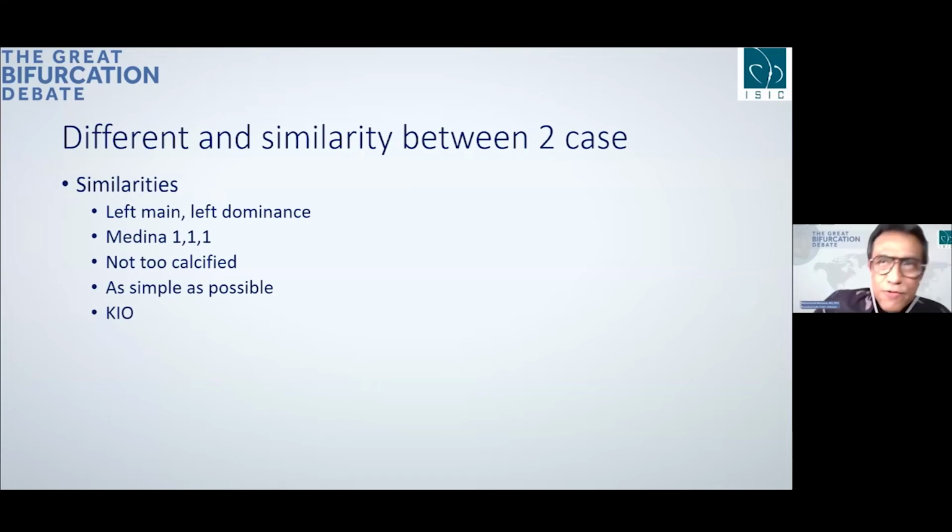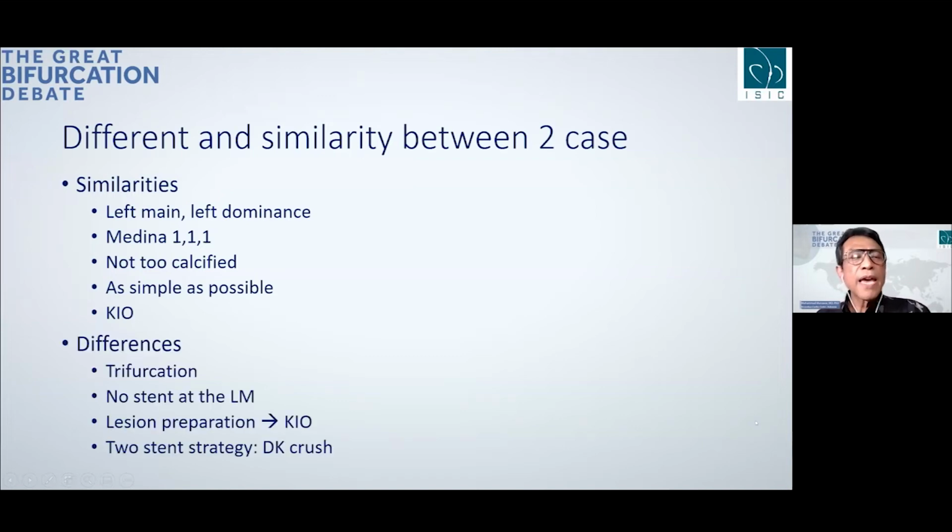2 cases of left main stenting. There are similarities: left main, left dominance. Yesterday's case is left dominance, Medina 1-1, not too calcified, although that one is calcified. And what the panel suggests is as simple as possible, and then keep it open. The difference between the 2 cases is that we have a trifurcation, and no stent at the left main. Lesion preparation we have to do.